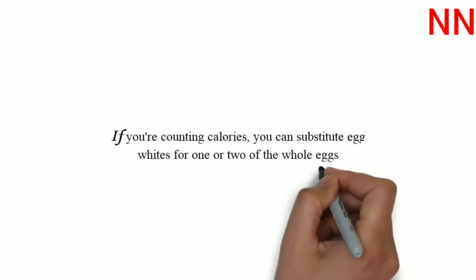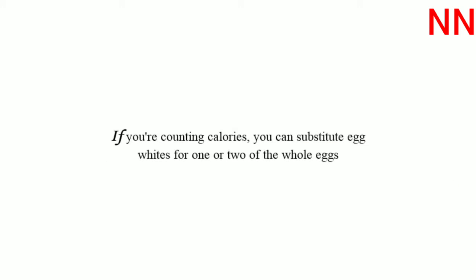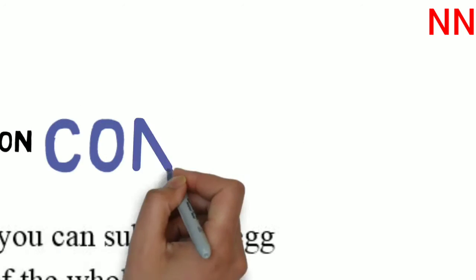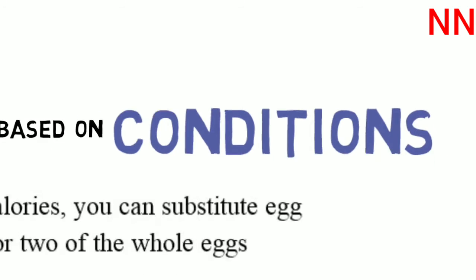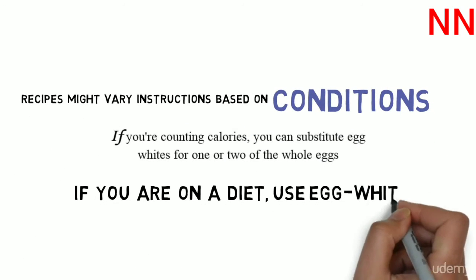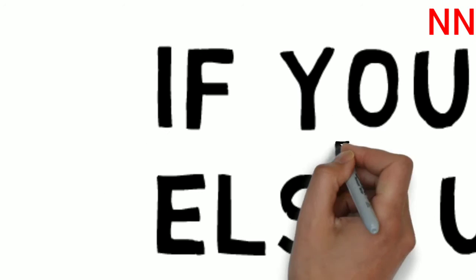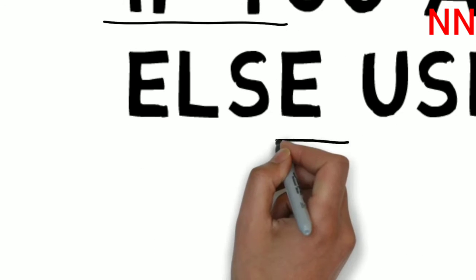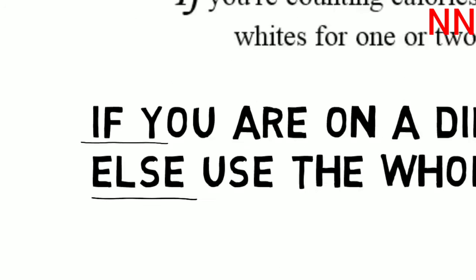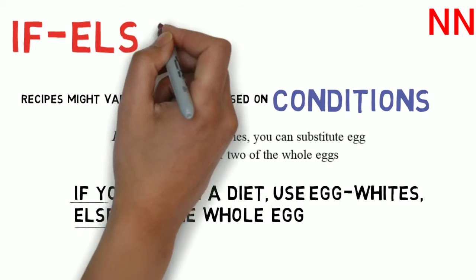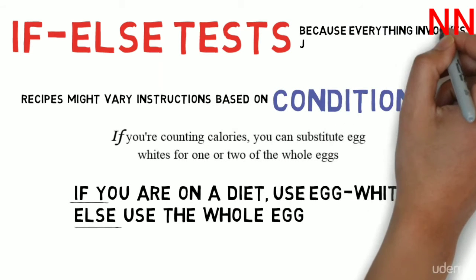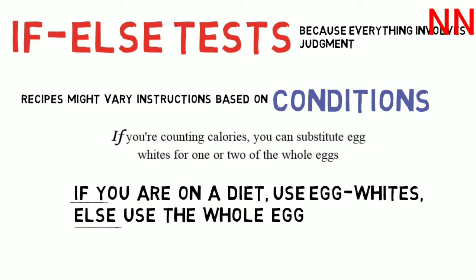Check out this bit of the recipe, which says that if you're counting calories, you can substitute egg whites for one or more of the whole eggs. In fact, these are pretty common. Recipes often vary their instructions based on conditions. If condition X is satisfied, then do Y, else do Z. Conditionals or if-else tests are important in recipes and in coding because everything involves judgment.